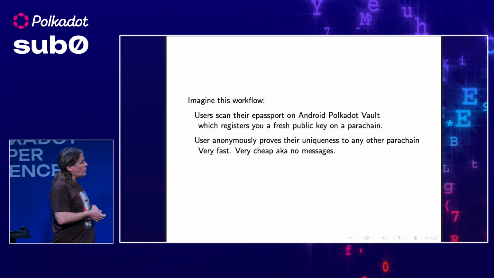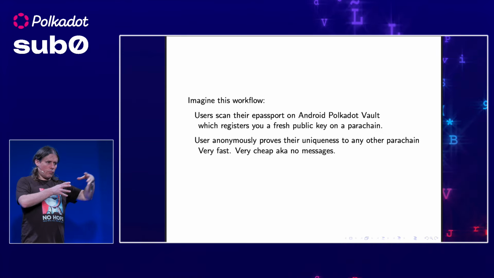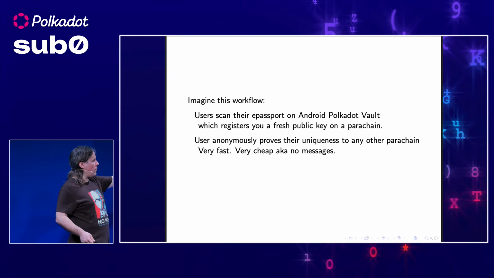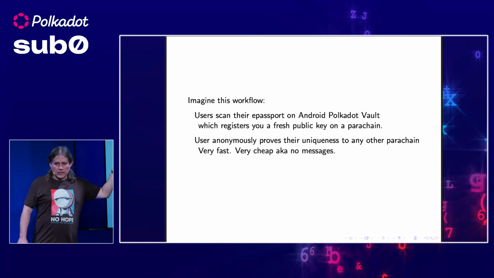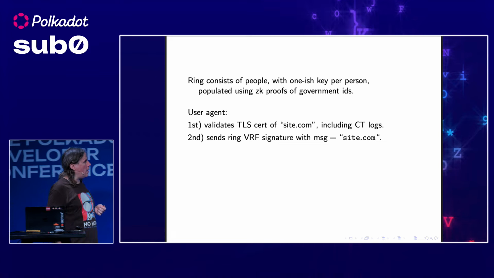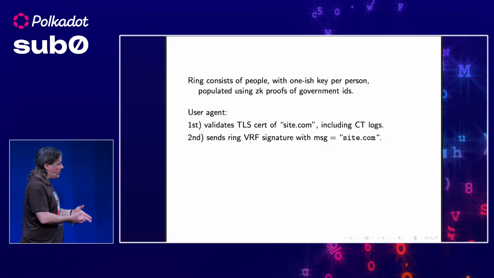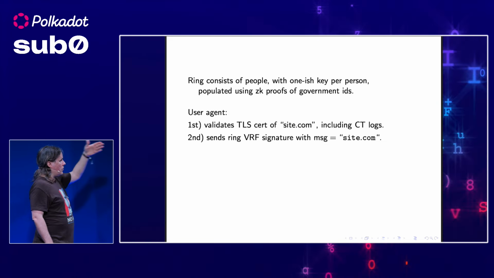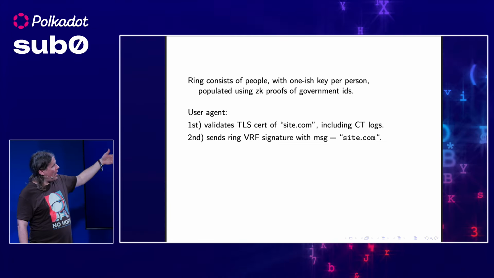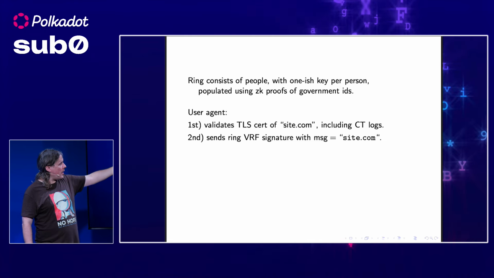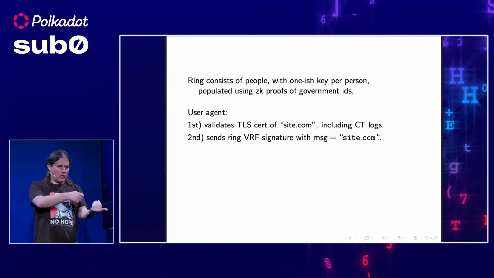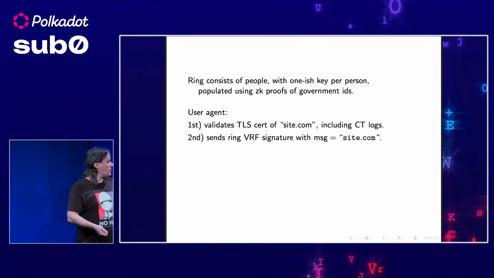And then the user uses this ring VRF to make proofs that they're in that chain, and the key that they registered is the thing doing the evaluation of the VRF. Now, how does that give us identity? Let's just think about a Web2 identity system that would work this way. The user agent, the browser, validates a TLS certificate and checks its CT logs and stuff, and then it just signs a message which in some auxiliary way says this is the current session, something to prevent replay attacks.